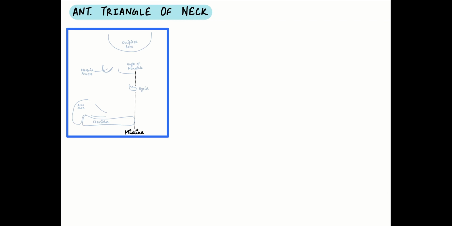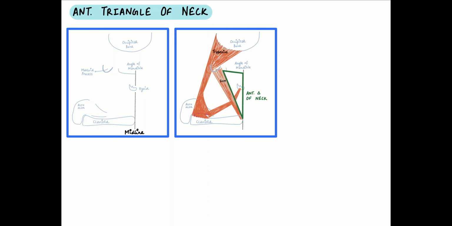Next, we will look at the anterior triangle of neck. The important bony landmarks of this area are shown. Only new addition is the angle of mandible. Anterior triangle is nestled between the SCM and the midline. We have already seen this. And the omohyoid muscle too. But here it is the superior belly of the omohyoid muscle.